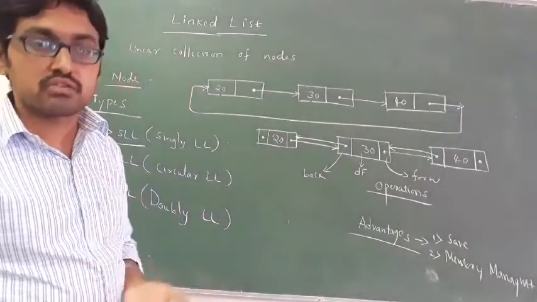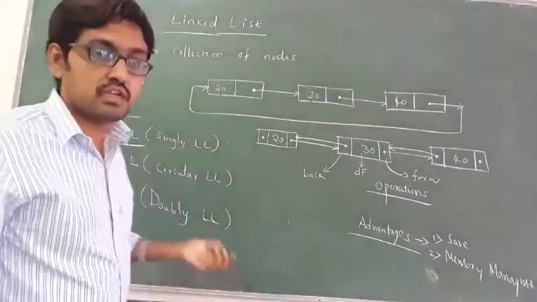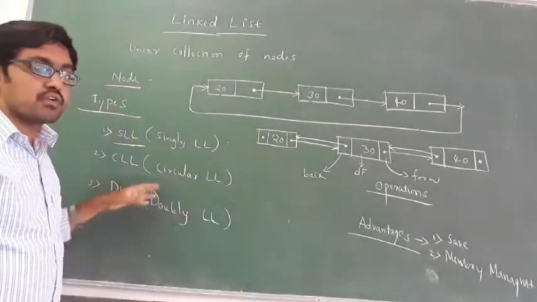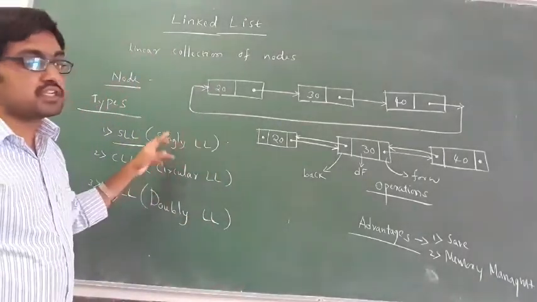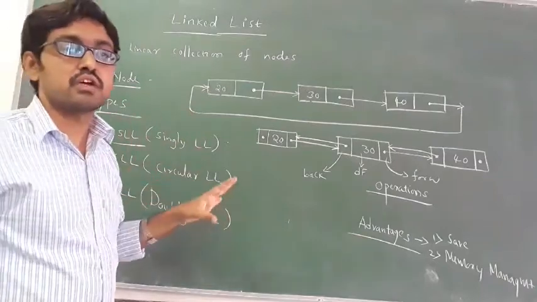So many times a 5 marks question is asked: explain the types of linked list. There are three. You have to write a definition and a diagram. Got it? This you have to remember. This is what we have about the linked list.